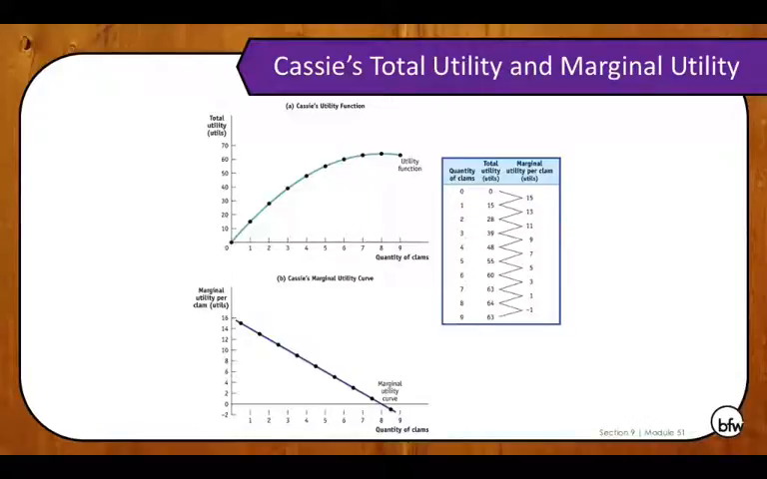In graph A, we have her total utility function, and you can see that the more clams she consumes, the more her total utility rises. But the slope goes down as she consumes more. Why? Because her marginal utility, as shown in graph B, is declining the more clams she consumes. The first clam she consumes gives her 15 happy points. If she consumes 2, she gets another 13 happy points. A third one gives her another 11 happy points, and so on.